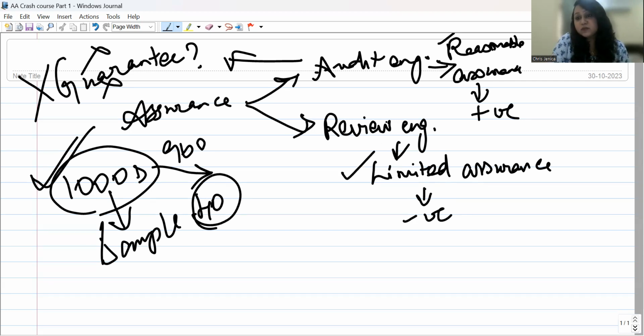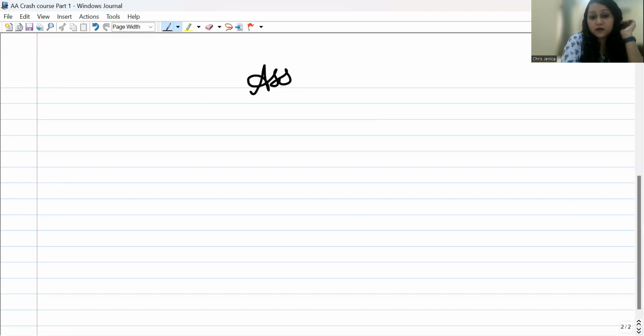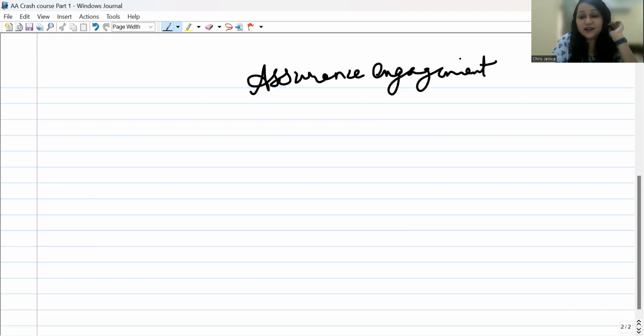So the level of assurance will be either a reasonable assurance or a limited assurance. Okay. Now, for this assurance engagement to exist, please bear with my handwriting. Okay. So for this assurance engagement to exist, what are the elements you think are necessary? So to come into play, assurance engagement has to exist. So what are the things that are necessary? First of all, there are 5 elements. Okay.